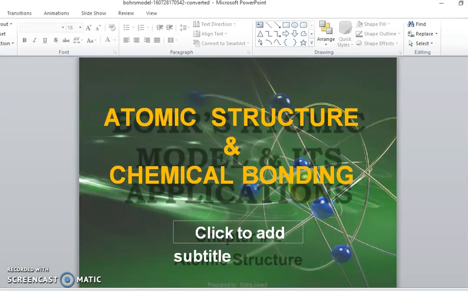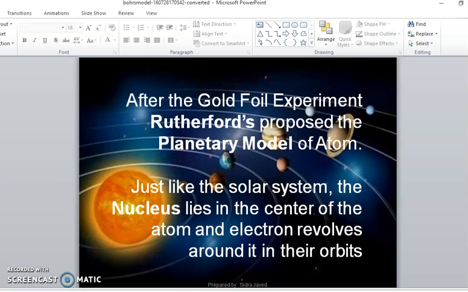Okay, today we'll discuss the topic atomic structure and chemical bonding. What we'll do is discuss the Bohr model of hydrogen atom. And before going to the Bohr model of hydrogen atom, we'll discuss the experiment conducted by Rutherford. It was called the gold foil experiment, and he introduced a model of atom with which we are very familiar.